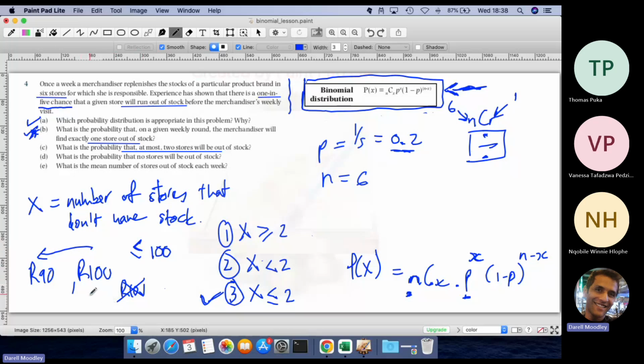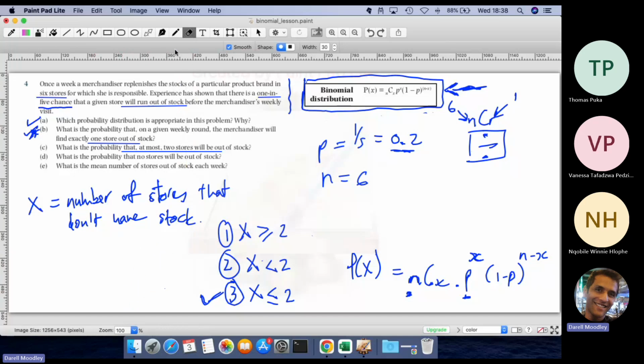If you think greater than or equal to 100, that means you can win more than 100. In that exact same example I just showed you, where you can win at most 100, it's the same thing with this example. We're saying at most 2 stores. So that means you can have 2 stores, you can have 1 store, and you can also have 0 stores. So 0 is acceptable. You can have a case where no stores run out of stock.